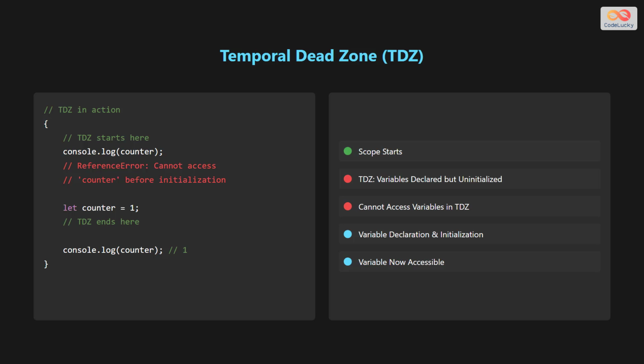Let's understand the temporal dead zone, or TDZ. It is the period of time between the start of a scope and the declaration of a variable using let or const. During this phase, even though the variable is hoisted, it is not accessible, and trying to access it will lead to a reference error. After the line of declaration, the variable becomes accessible.